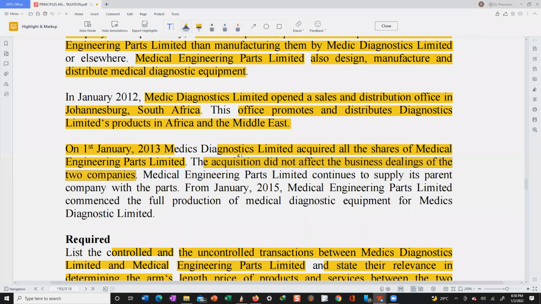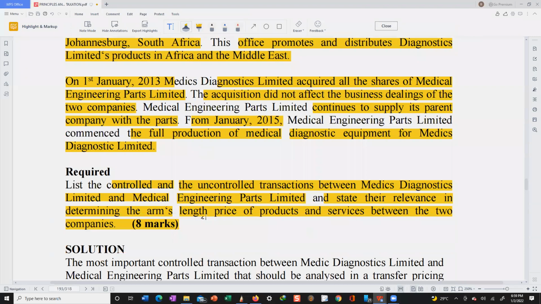Okay, so if it did not affect the business dealings of the two companies, that means that any transaction that is going on between them still goes on between them. And Medical Engineering Parts continues to supply its parent company with the parts. So it still buys the parts for its production. And it says that from January 2015, Medical Engineering Parts commenced full production of medical diagnostic equipment for Medic Diagnostic Limited. So it has given us various transactions.